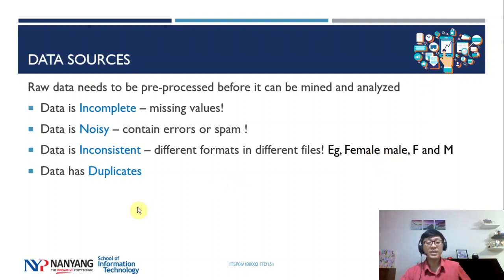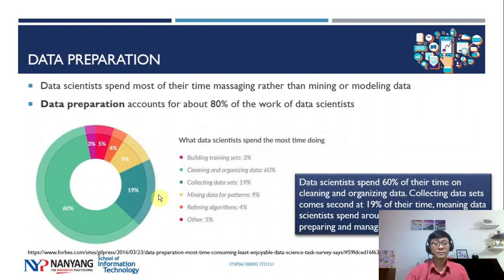Then some data has duplicates, which means somehow it's duplicated. For example, emails: some of us have more than one email but submit a few times, so actually it's all the same person. Or sometimes two of us work on the same data, we have two copies, and when they merge, we have duplicated rows.